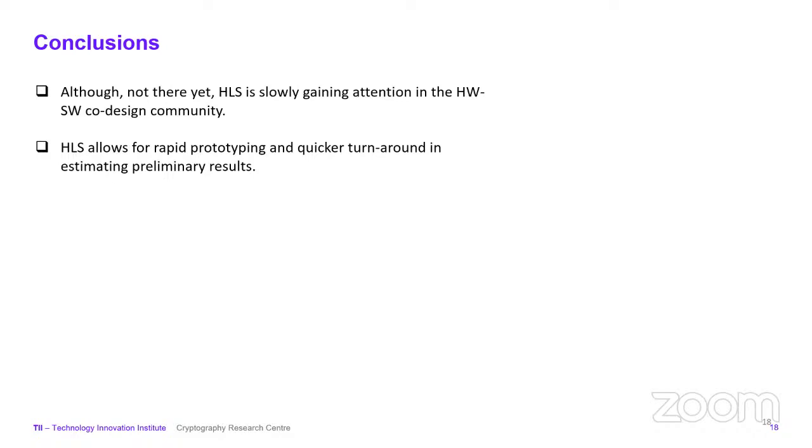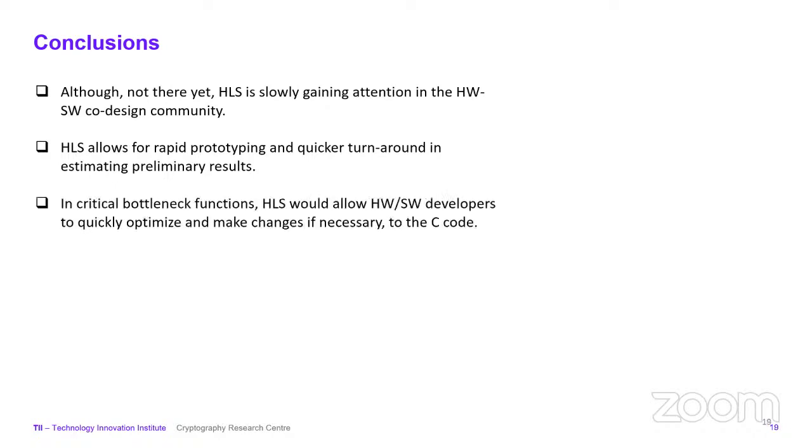In fact, some of the first works, which was like a comprehensive survey on most of these candidates around 2018 probably, was done using HLS. In critical bottleneck functions, HLS allows hardware software developers to quickly optimize, make changes to their code, and they can easily get back, rather than in the case of a full RTL development, where it is often time consuming, and certain bugs, if caught at the very end, lead to a complete change of the system.